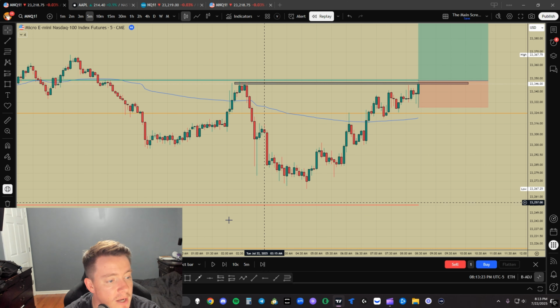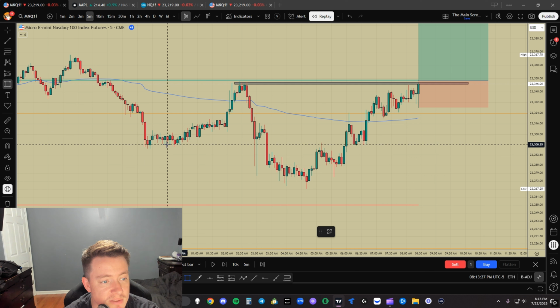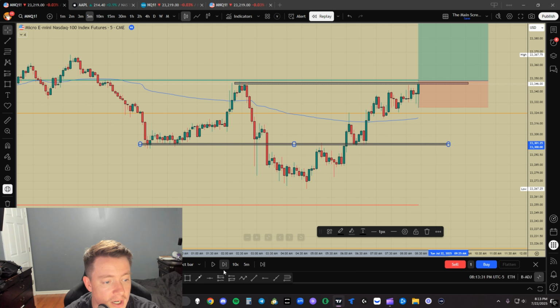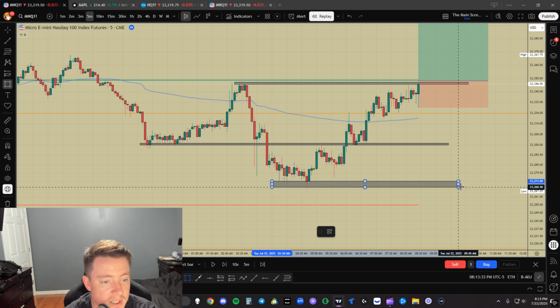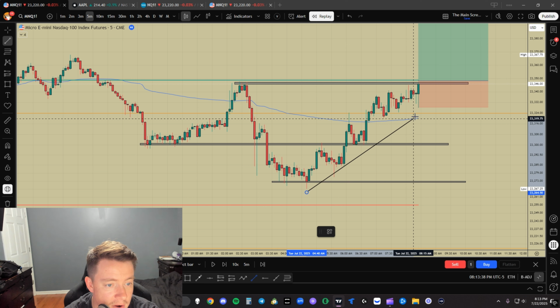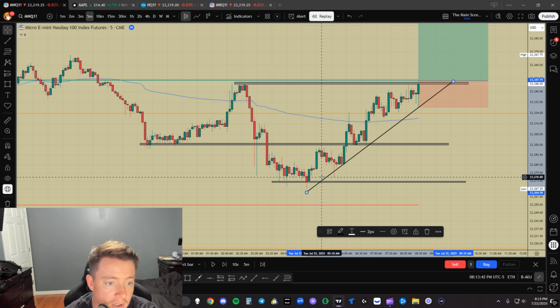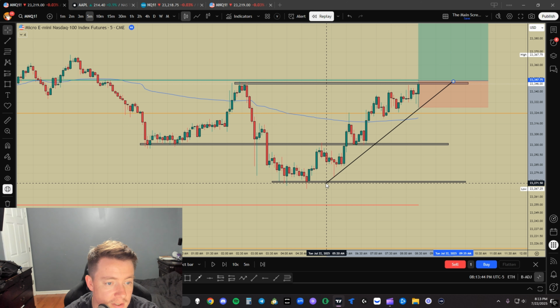Now, for shorts, if I was going to short the market, I see that we had some support held here. So I'm going to mark that off. I also see that we have some support here. So I'm going to mark this off. And then also, I see right now that it looks like we are respecting this trend line. And then I like to mark out my trend lines based on the wicks, as you can see here.